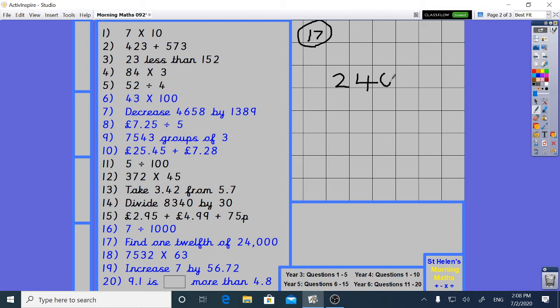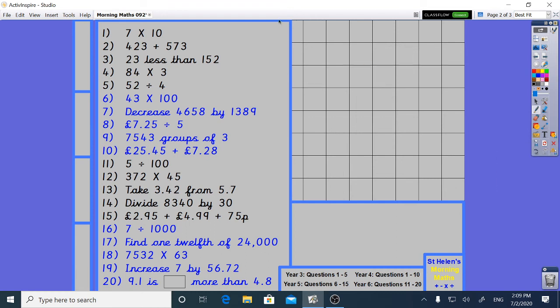Question 17. Find 1/12 of 24,000. How do you find a 12th of something? You divide by 12. We can do that on the bus stop because we know our 12 times table. Although it's got 2 digits outside, this looks pretty easy because how many 12s in 2? 0 carry the 2. How many 12s in 24? 2. How many 12s in 0? 0. How many 12s in 0? 0. How many 12s in 0? 0.